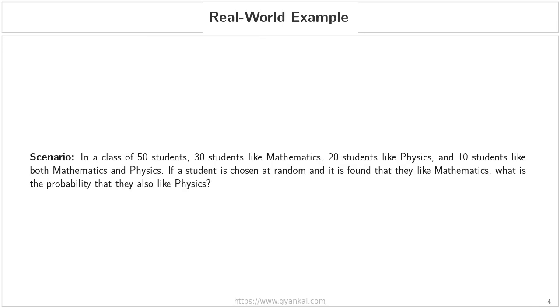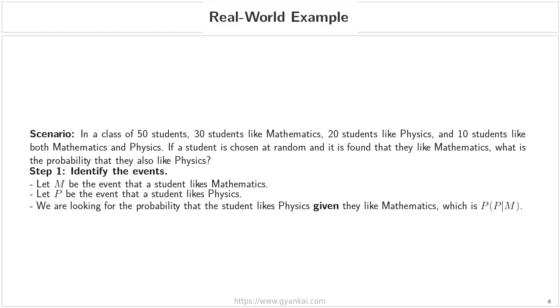Real-world example. Now that we have derived the formal formula, let's put it into practice with a real-world scenario to see how this reduced sample space we discussed earlier actually works in a calculation. Imagine we have a class of 50 students. Within this group, 30 students like mathematics, 20 students like physics, and 10 students like both mathematics and physics. Here is the question. If we pick a student at random, and we are already told that they like mathematics, what is the probability that they also like physics? Let's break this down step by step. In step 1, we need to identify our events clearly.